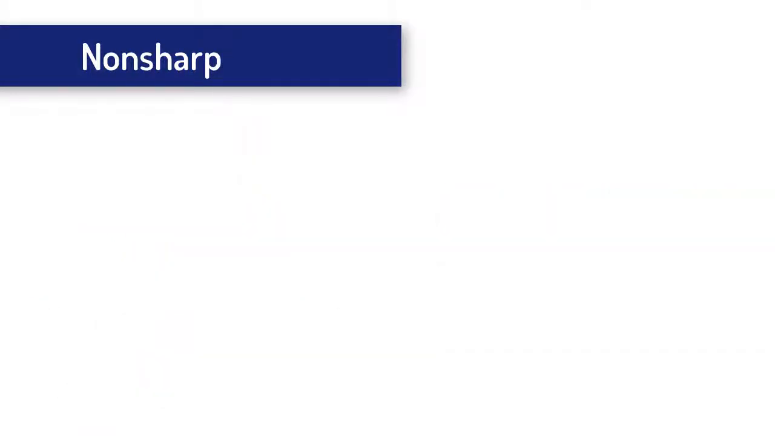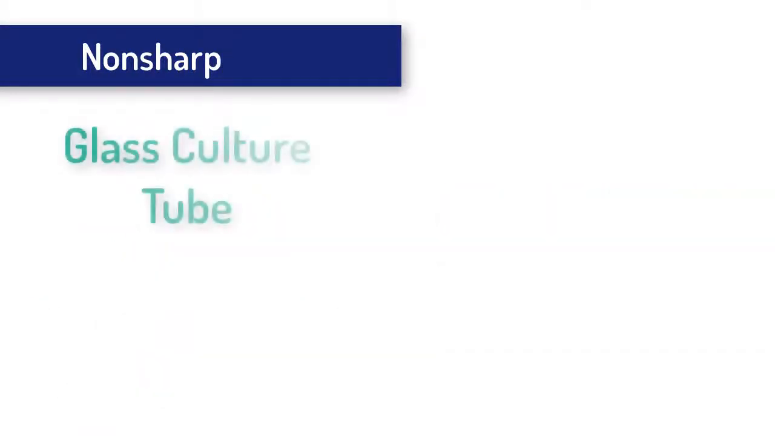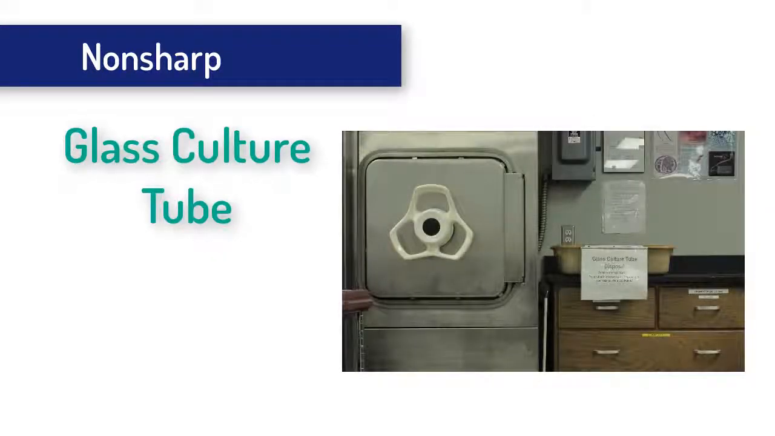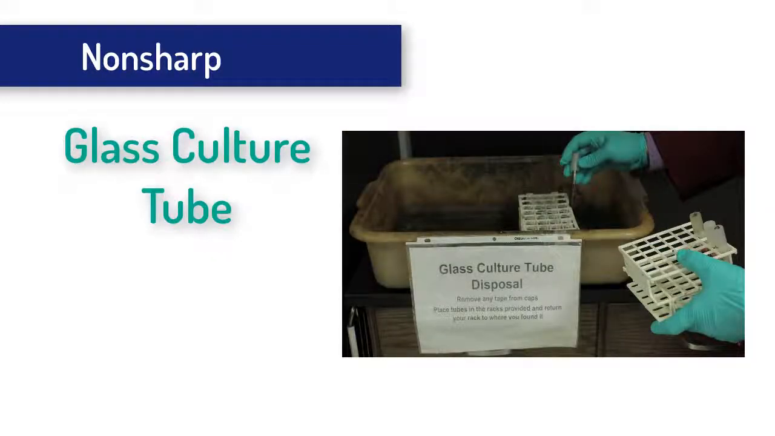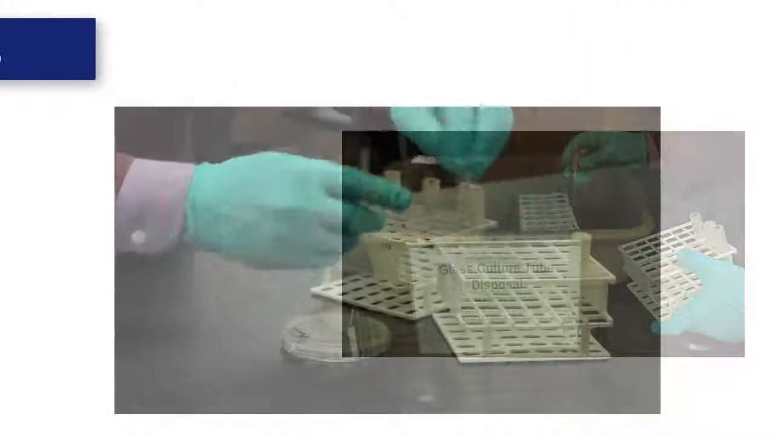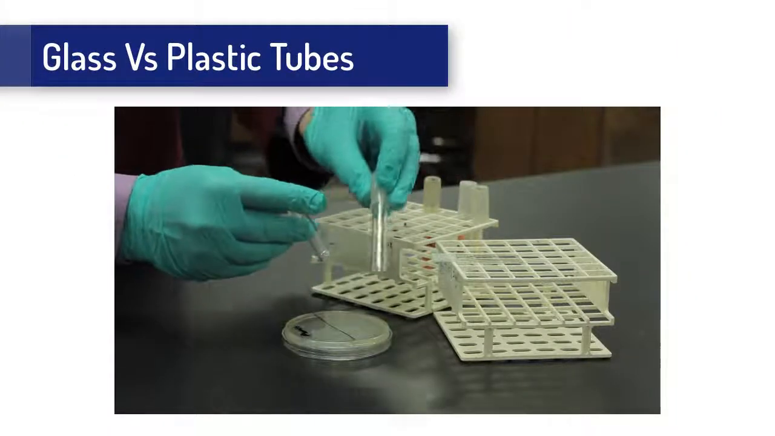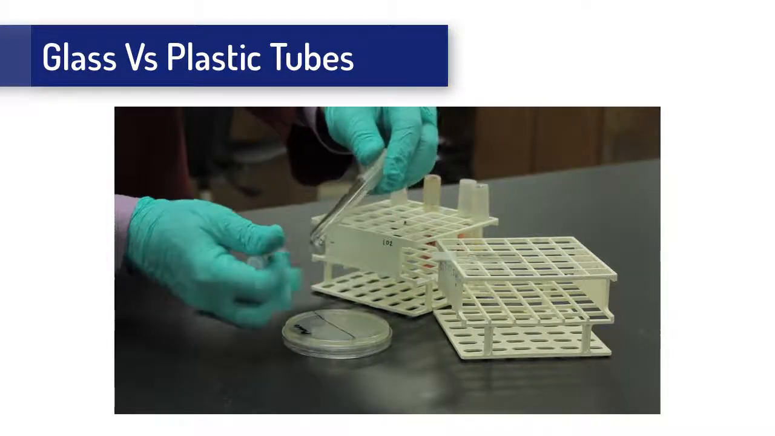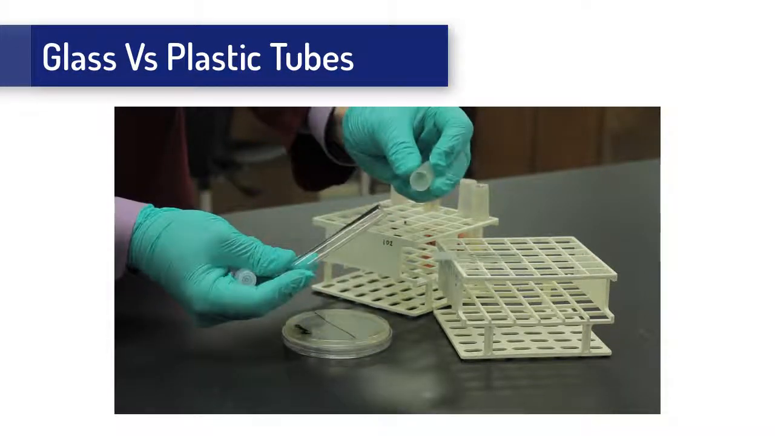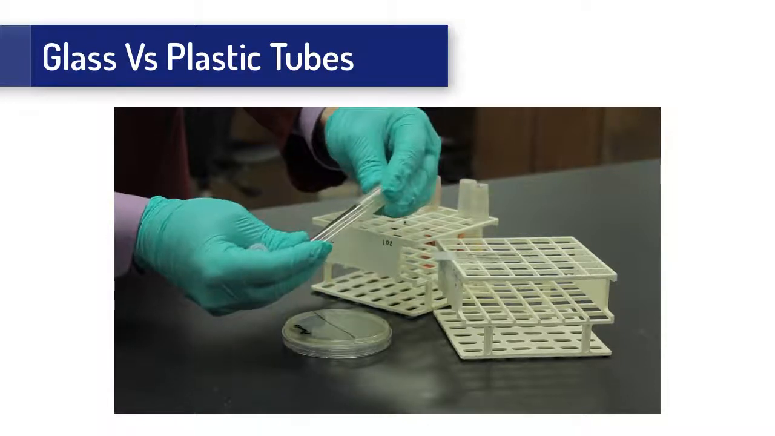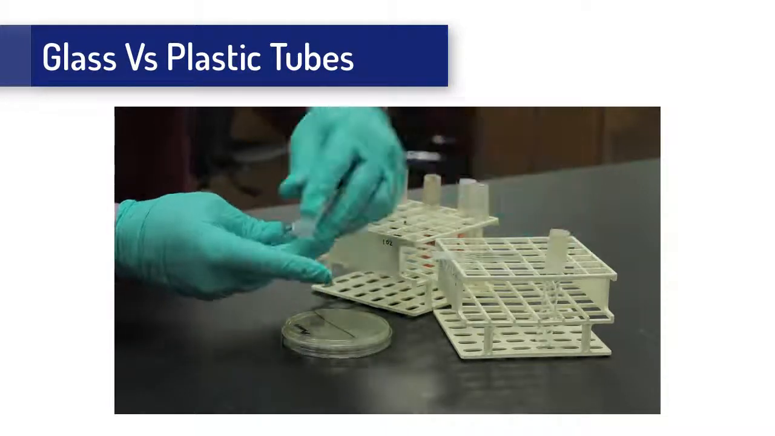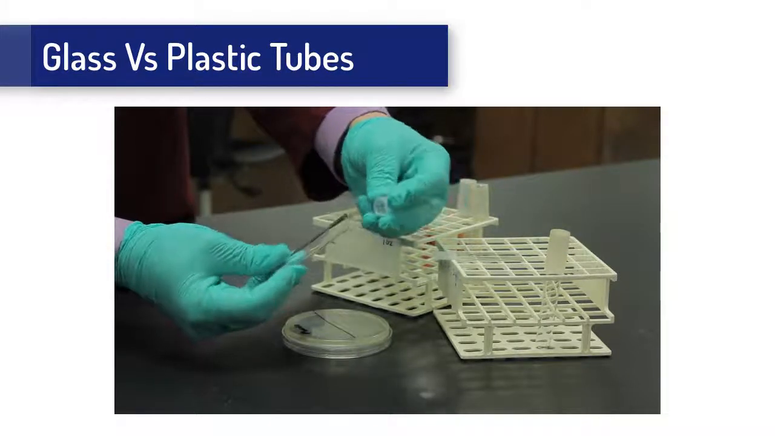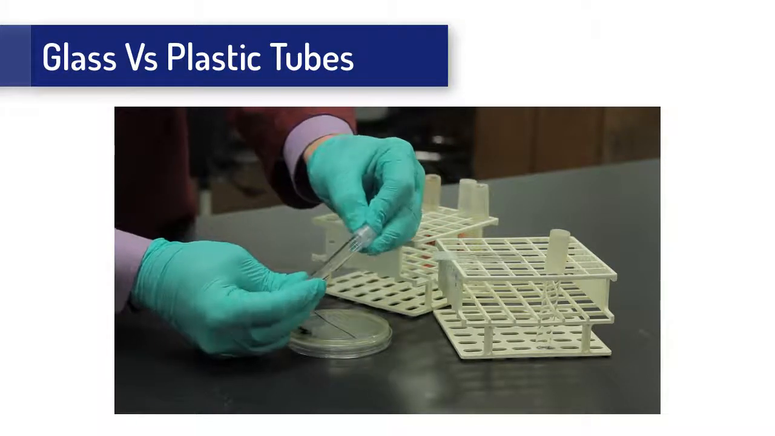After examination and recording of results, glass culture tubes would be disposed of next to the autoclave in the designated area to await sterilization and disposal. Take notice of the difference between plastic and glass tubes. Glass tubes are much larger and have a push cap top, while the plastic tubes are much smaller, also smaller in diameter, and have a double stick top like this.